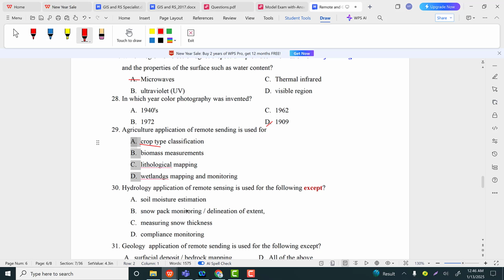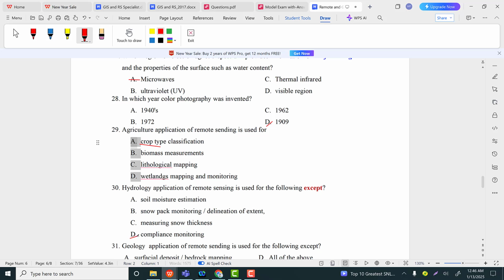Question number 30. Hydrology application of remote sensing is used for the following except A. Soil moisture estimation, B. Snow pack monitoring or delineation of extent, C. Measuring snow thickness, D. Compliance monitoring. The answer is compliance monitoring.